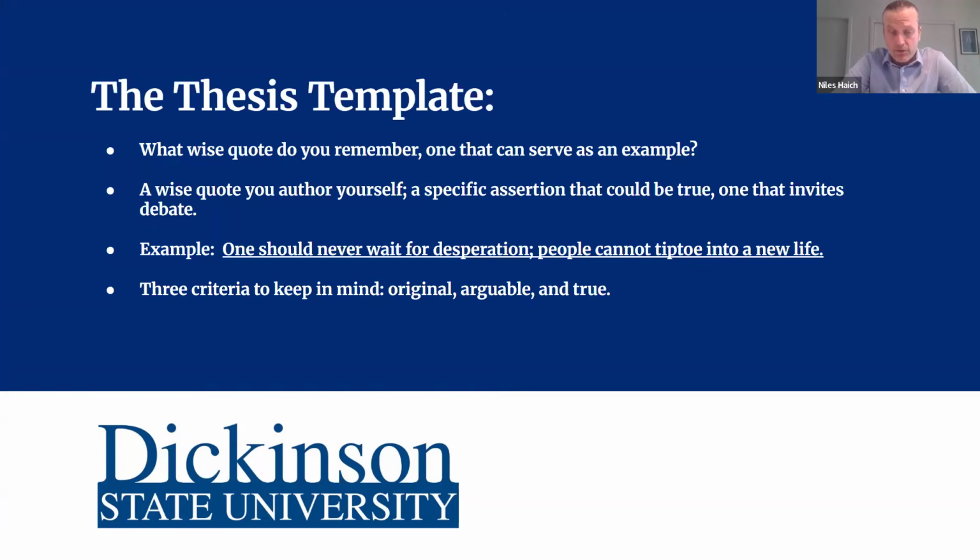Don't use quotation marks for this. It's your own statement. A wise quote you author yourself, semicolon. Why a semicolon? Because you're going to have two independent clauses. If you have two independent clauses, two independent statements joined together, it's going to say a little bit more. It's going to have a little more depth. And that's the idea behind using the semicolon and two independent clauses. Wise quote you author yourself, a specific assertion that could be true, one that invites debate. That's that thought experiment. Throw something out there and see if it resonates with yourself and with your readers. First part, wise quote. Second part, this specific assertion that could be true.